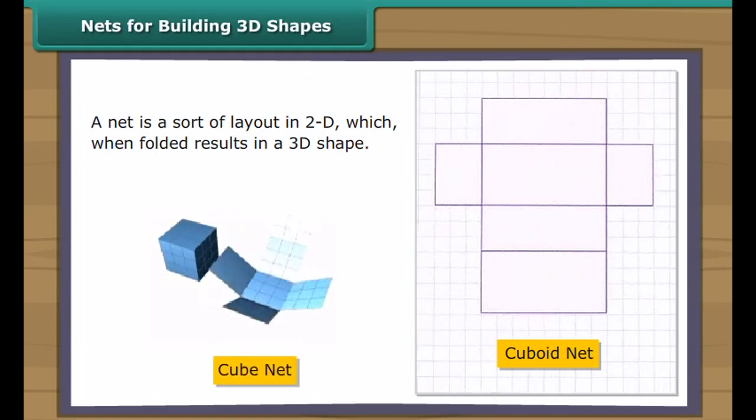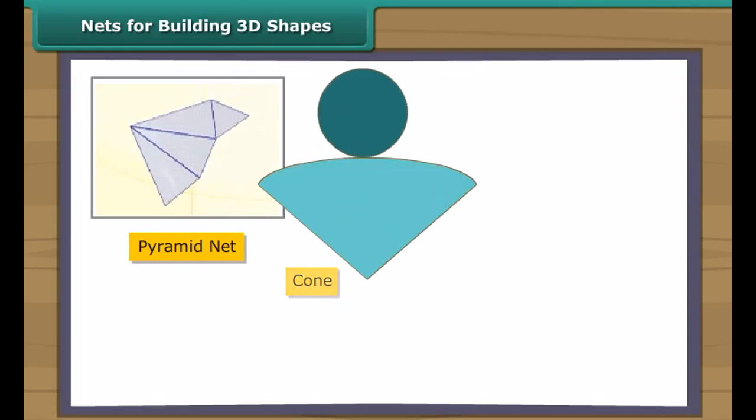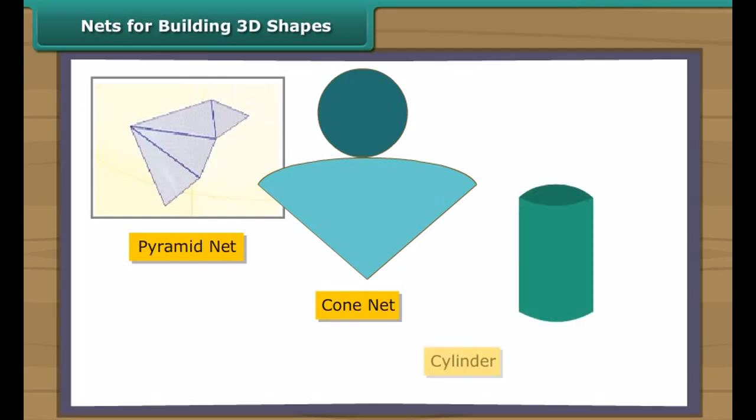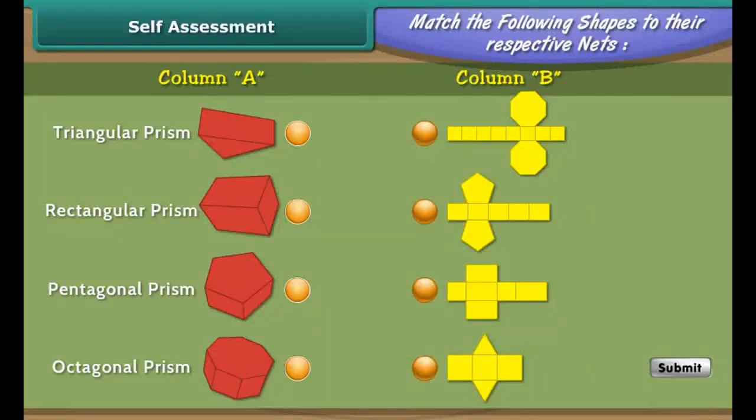Now we see how a pyramid is formed. Here we show you how a pyramid is formed from its net. Now we see how a cone is formed. Here we show you how a cone is formed from its net. Now we see how a cylinder is formed. Here we show you how a cylinder is formed from its net.